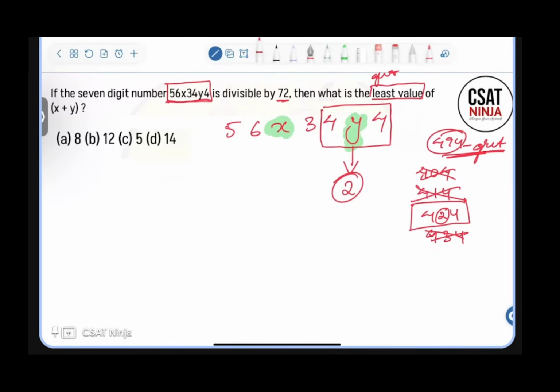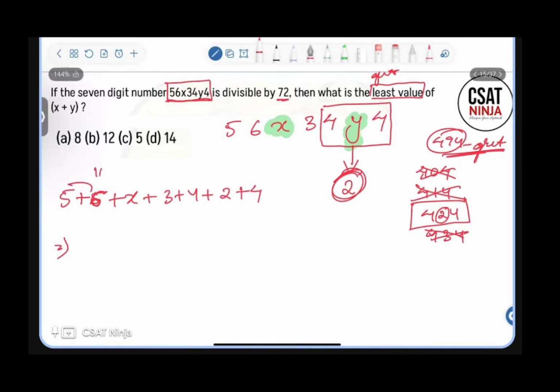What was the divisibility rule for 9? All the digit sum should be divisible by 9. That's the only thing. So 5 plus 6 plus x plus 3 plus 4 plus y, here I'll put 2 now because I know that y's least value is 2. 2 plus 4. So if I sum this, 5 plus 6 is 11. 11 plus 3 is 14. 14 plus 4 is 18. 18 plus 2 is 20. 20 plus 4 is 24. So the sum here is 24 plus x.